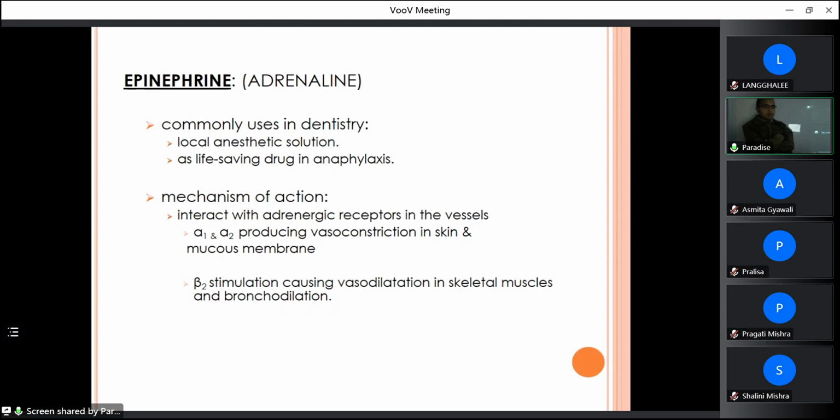Beta 2 receptors are present in large blood vessels, skeletal muscles, and liver. It causes again vasodilation. Also, beta 2 receptors are present in bronchioles. It causes bronchodilation. So, in case of asthma, we use salbutamol. The purpose of that drug is to act on beta 2 receptor, and that causes bronchodilation.